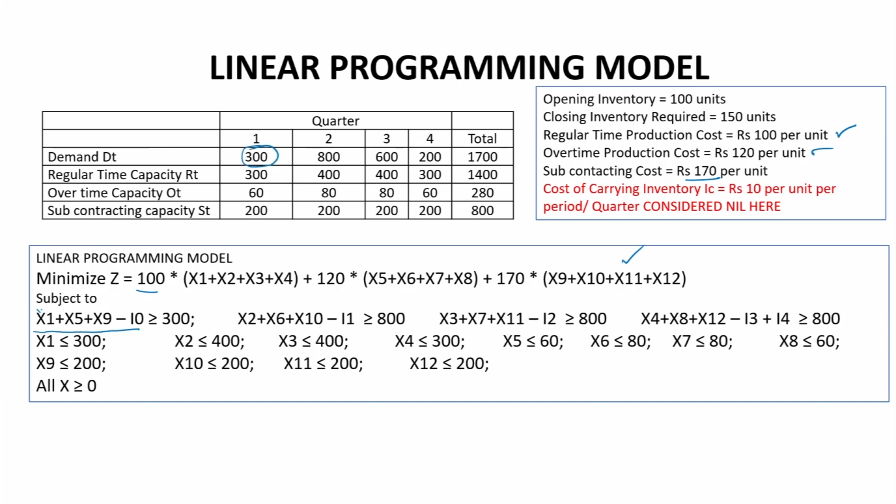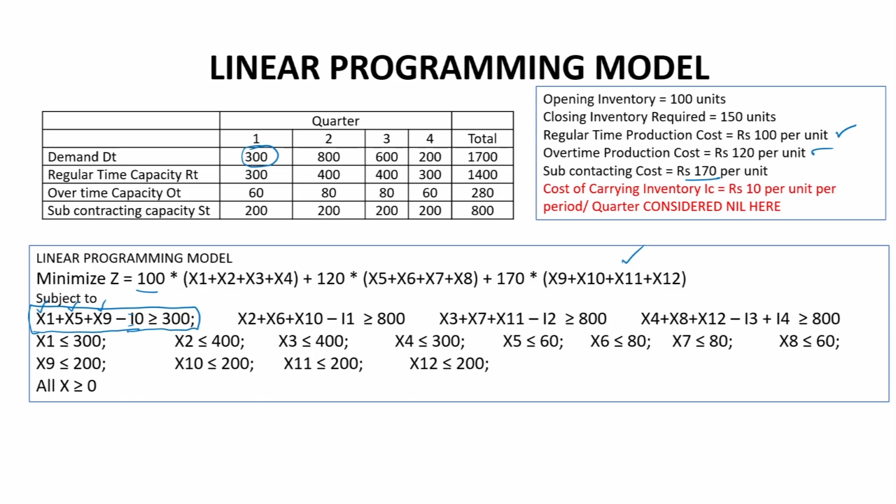with the help of regular time, with the help of overtime and with the help of subcontracting, and I am having certain opening inventory available with me that can also be used here. So, I can use that opening inventory. So, this is my production in quarter 1, and it should be more than 300.